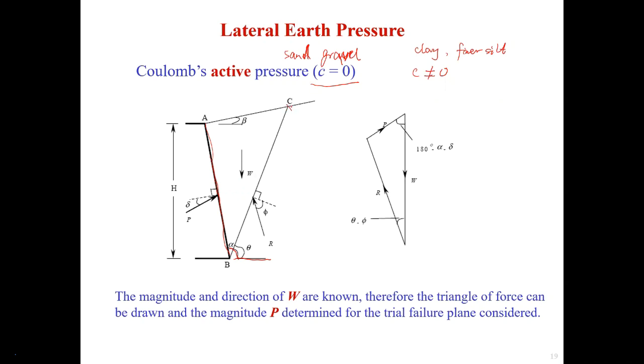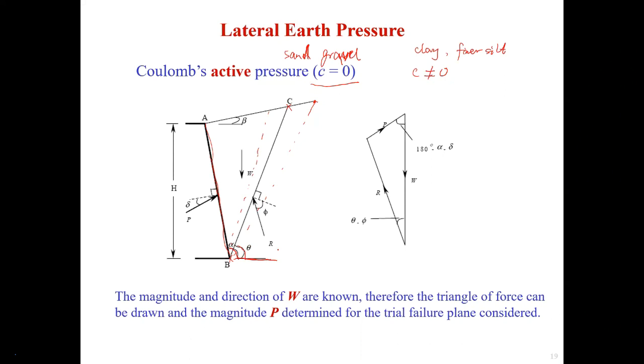In Coulomb's method, we only know it assumes a planar failure surface, but by now we don't know where it is. So it's just like a trial and error analysis. We just take one special case and assume it's the BC. Next, you can assume another failure plane, but eventually you have to form a closed force triangle. So that's the trial and error analysis. For this case, we assume it failed along this line, the BC, and it has angle theta to the horizontal.